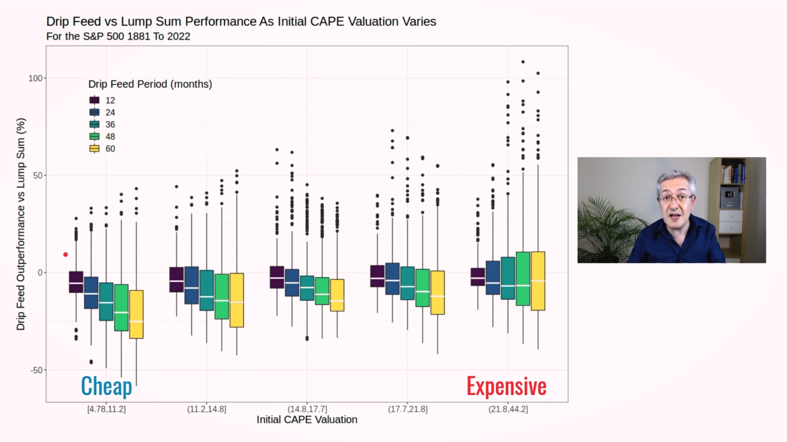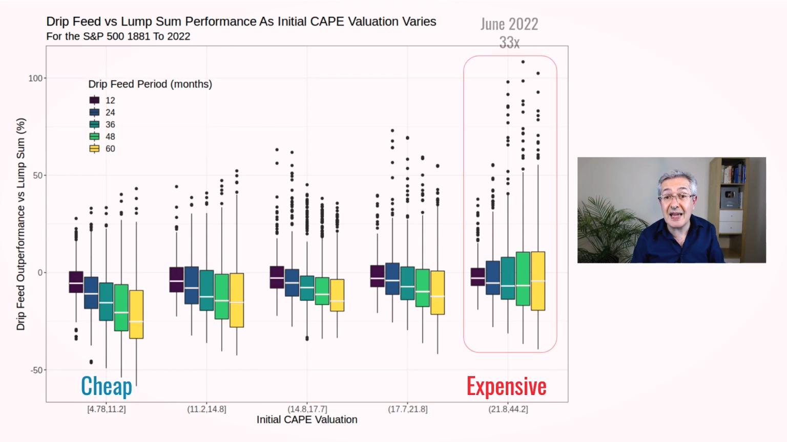Now notice the typical case is still always for lump sum investing to beat drip feeding. That's the horizontal white bars you can see here. They're always below zero. But what's interesting is when valuations are particularly high, as they are here on the right, firstly, the typical cases don't show so much underperformance, but also the extreme outliers where drip feeding hugely outperforms lump sum investing tend to be larger. So that begs the question, where are we right now with valuation?